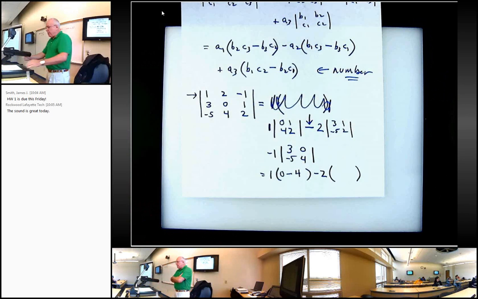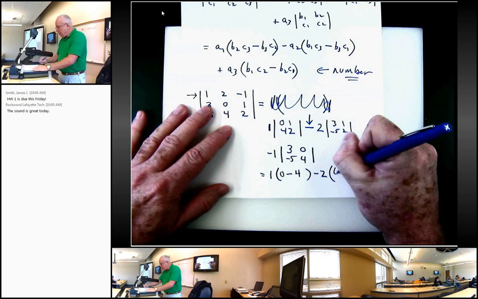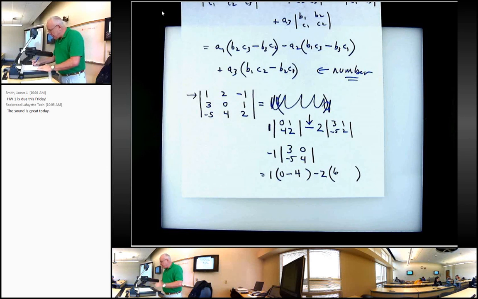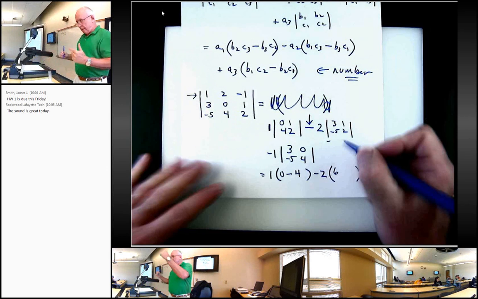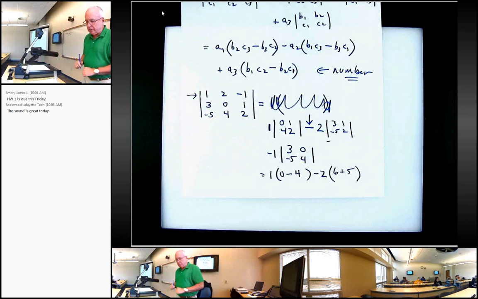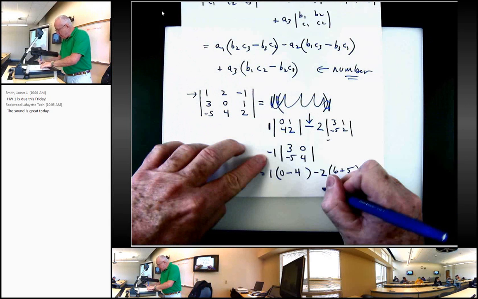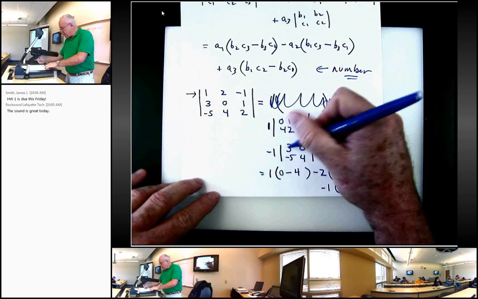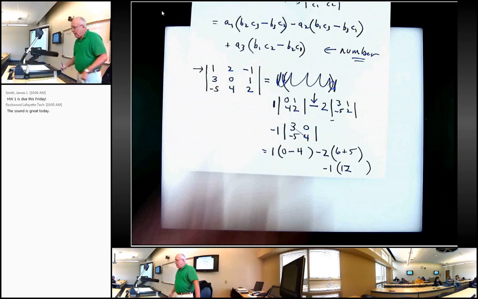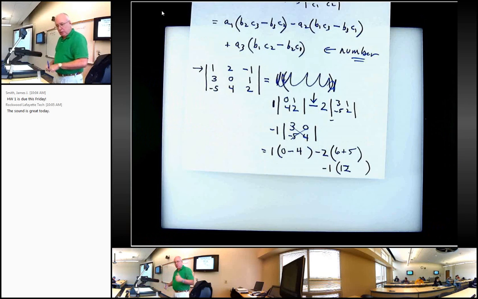and so what do we have? 3 times 2 is 6, and so don't write the minus yet. We have minus a minus 5. So I'm just going to write plus 5 right here with a double minus. And then we go to our last element, minus 1. Down diagonal, 3 times 4 is 12. And then the up diagonal is going to be 0 because we're multiplying by a 0.